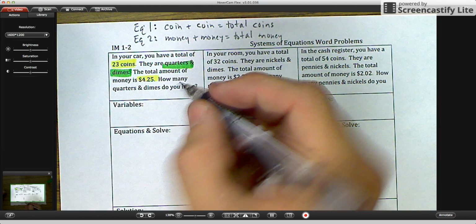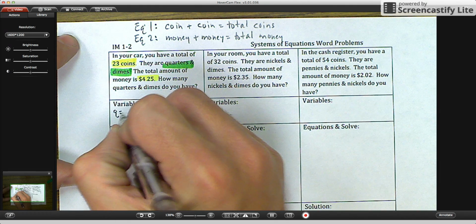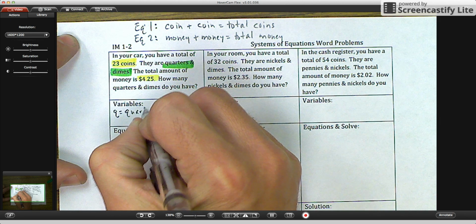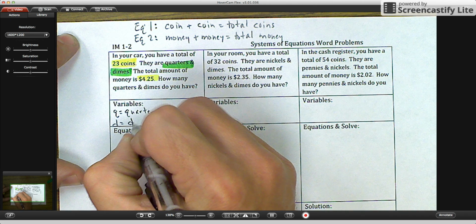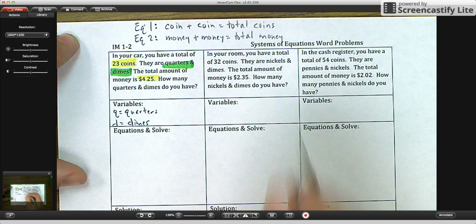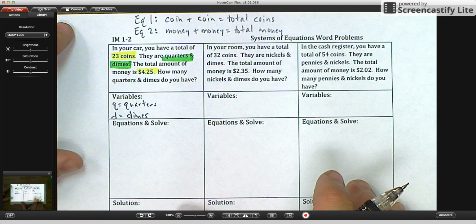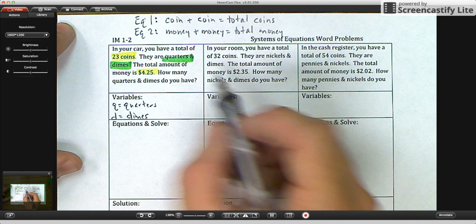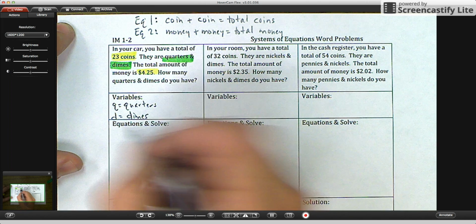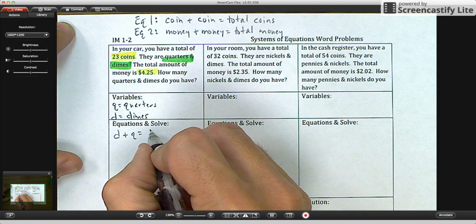Okay? So the first thing we have to do is determine what our variables are going to be. And coin problems are really easy because it's the coins that we're dealing with. So I'm going to go Q for quarters. And I'm going to go D for my dimes. Okay? And now we're going to set up our equations. So equation 1 says coin plus coin equals total coins. Well, what coins am I dealing with? I'm dealing with dimes and I'm dealing with quarters. So my dimes plus my quarters equal 23.